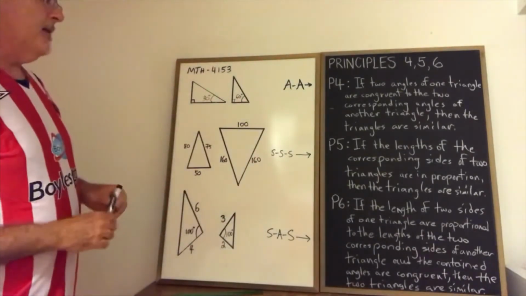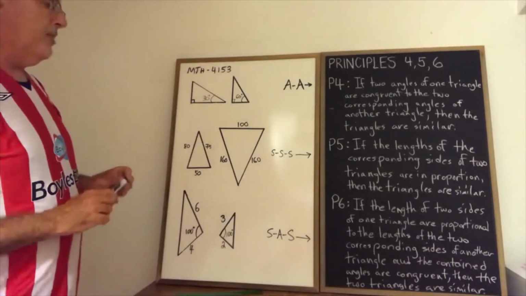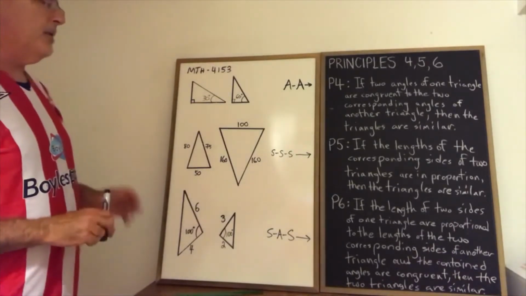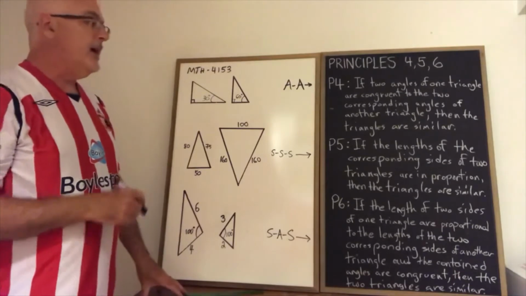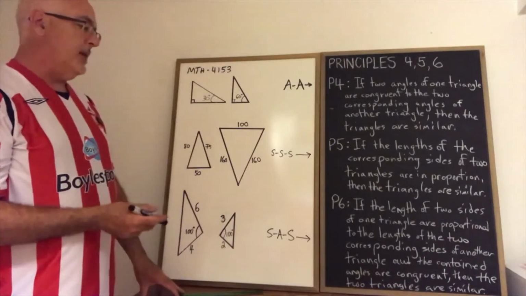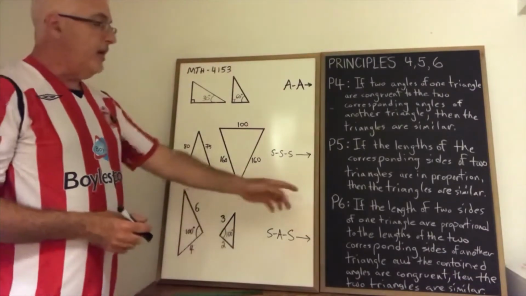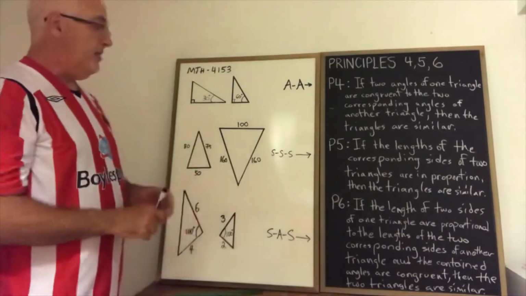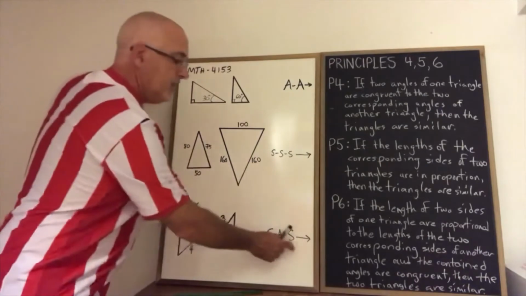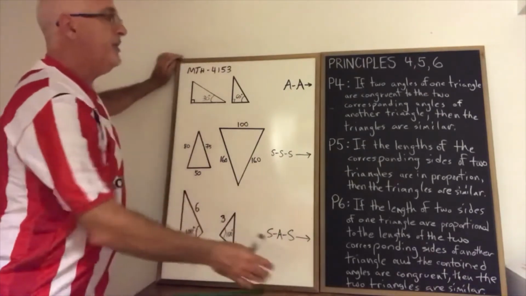Principle 6 says, if the lengths of two sides of one triangle are proportional to the lengths of the two corresponding sides of another triangle, and the contained angles are congruent, then the two triangles are similar. Well, that's a long one, and I'm glad if I don't have to write all of that out in an exam. But that is the old SAS rule, side, angle, side.